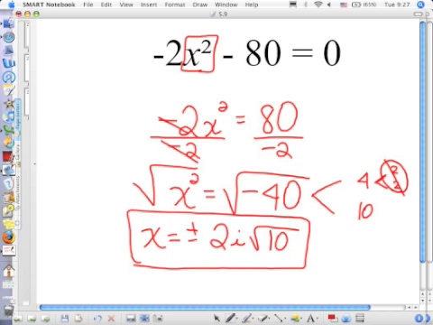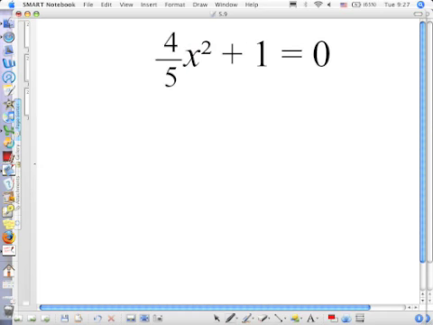So you have 2 answers to this problem. Positive 2i times the square root of 10, and negative 2i times the square root of 10. Make sure you see all possibilities.